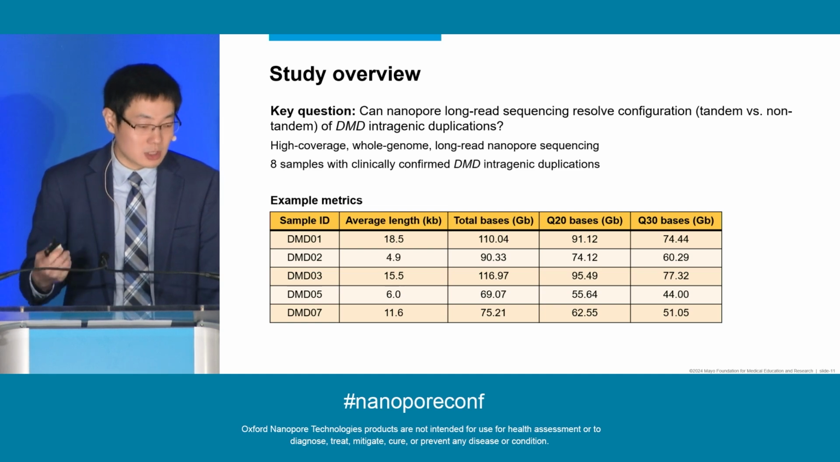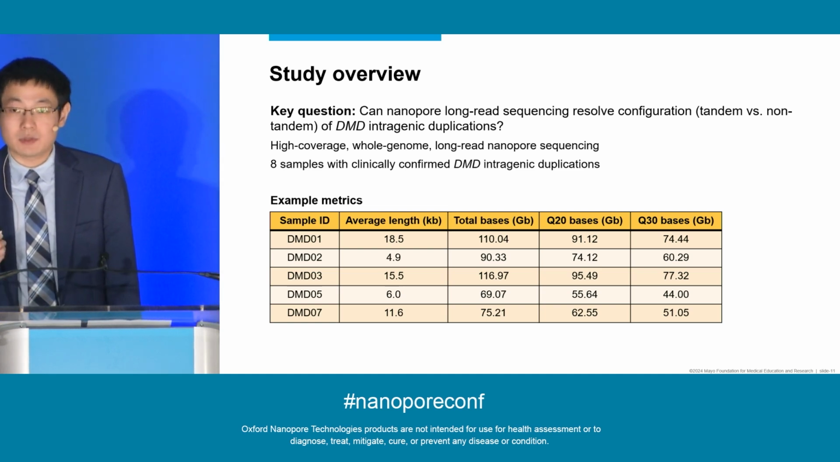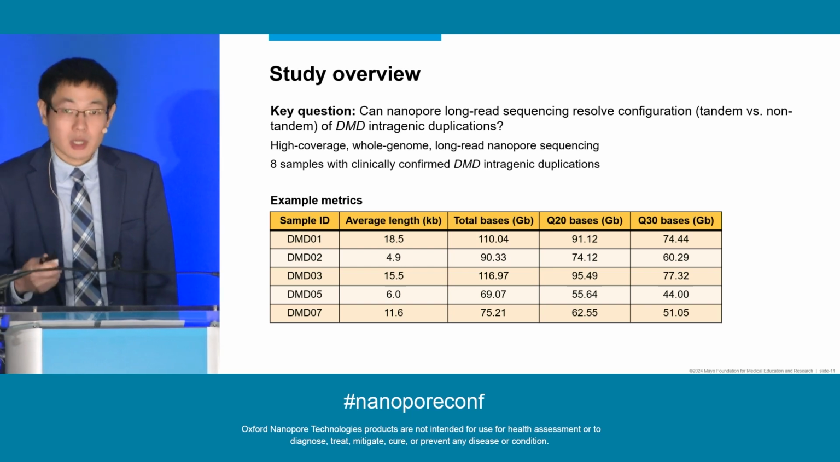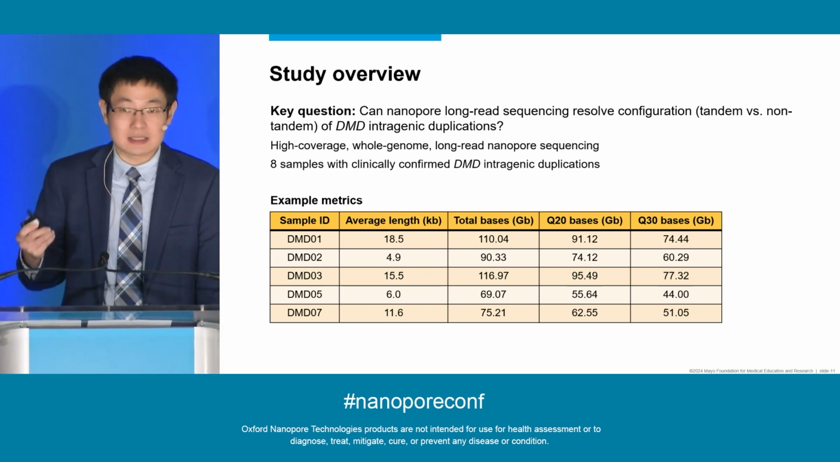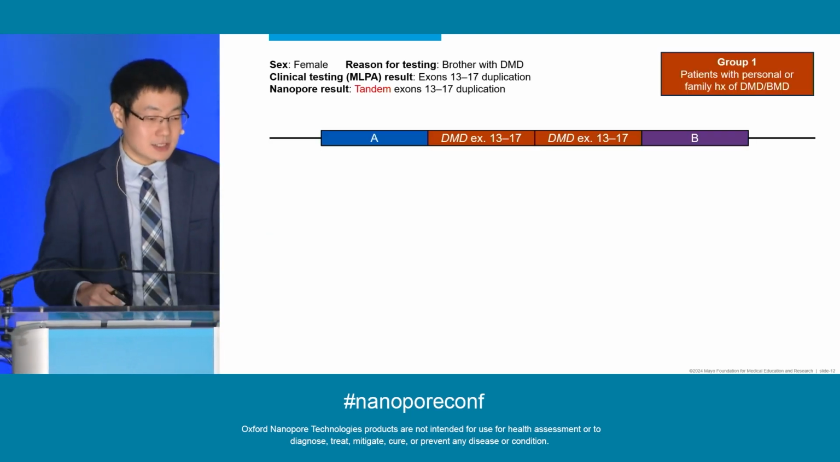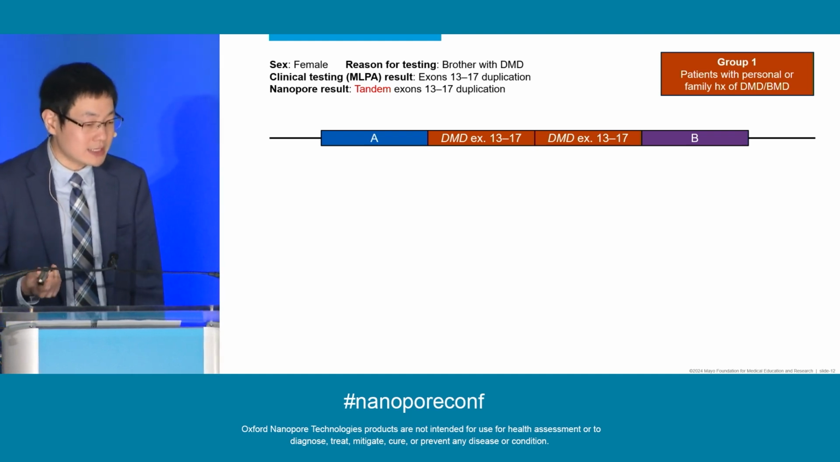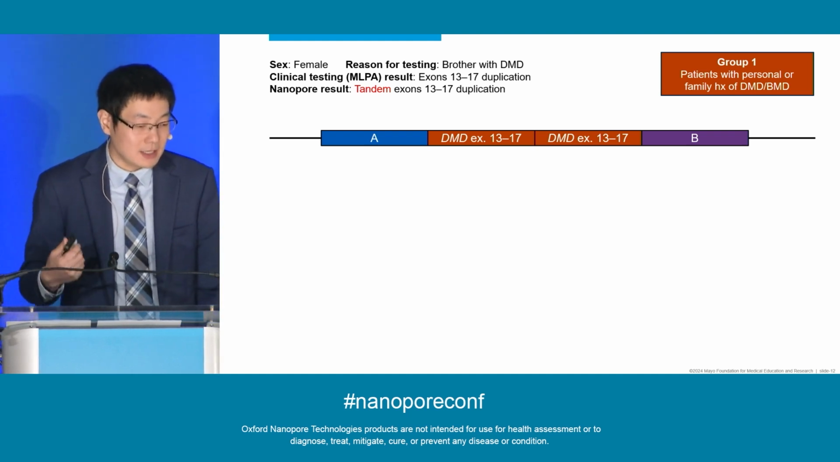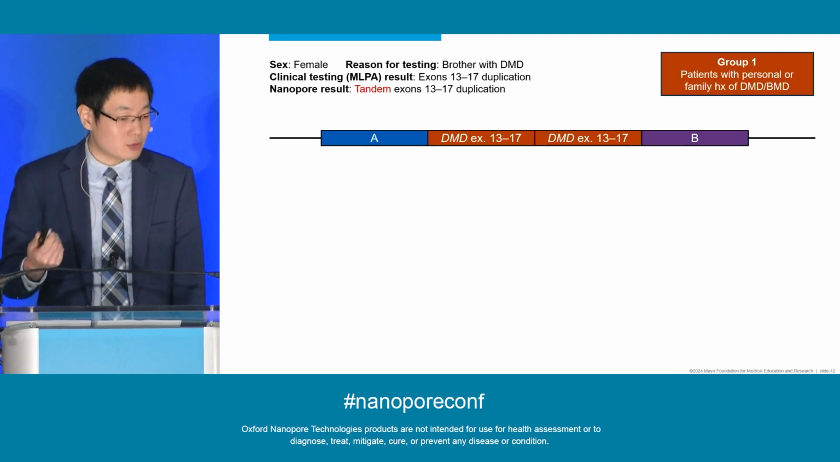We performed whole genome nanopore sequencing, followed by alignment, and followed by manual inspection of the region of interest in the BAM file. We are currently developing an automated process for the inspection and structure configuration determination. And here are just the example metrics from 5 of the 8 samples. And as you can see, the average read length ranged from less than 5 kb to more than 18 kb. And the coverage is roughly 20x or higher.